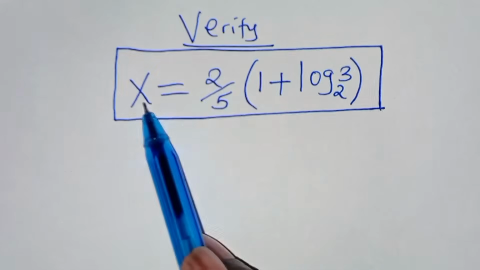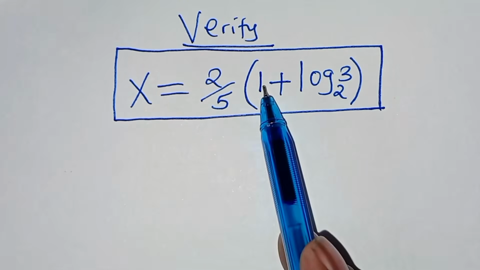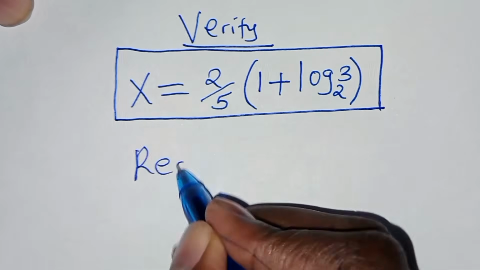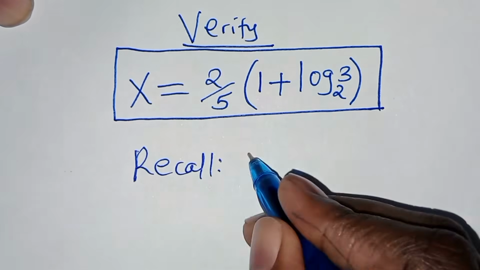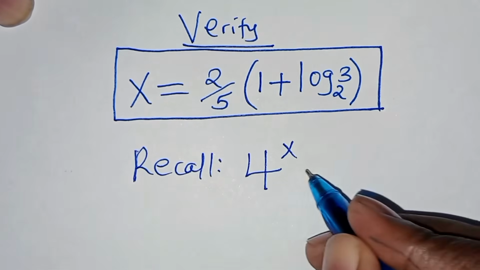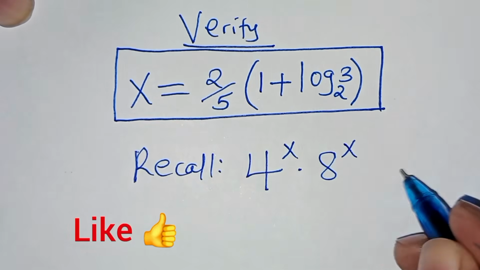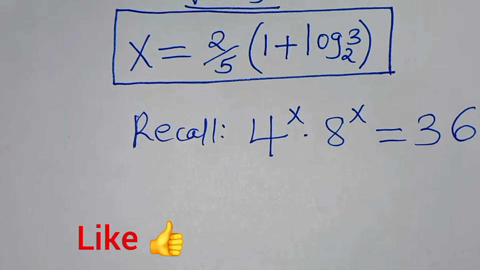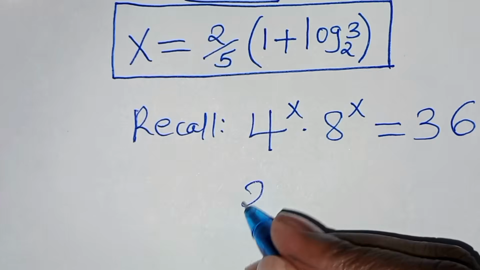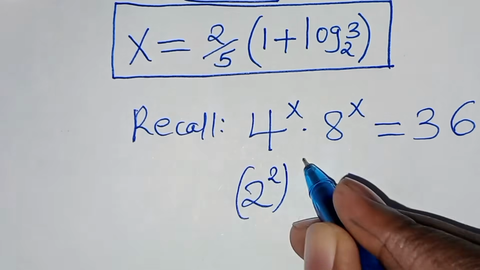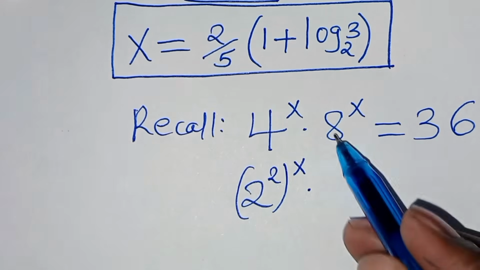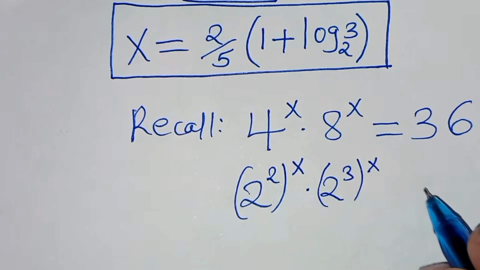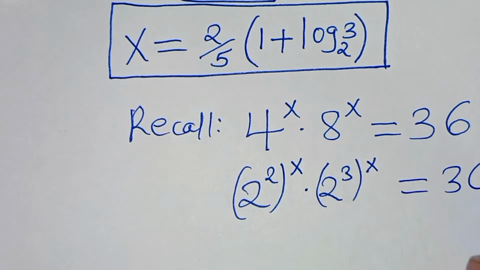Let's verify that the value of x, which is 2 over 5 times (1 plus log 3 to base 2), satisfies the equation. Now, if you recall, we ended at 4 to power x times 8 to power x. This should give us a value of 36. Now, we express 4 as 2 to power 2 raised to power x multiplied by 8, which is 2 to power 3 raised to power x. This should give us a value of 36.